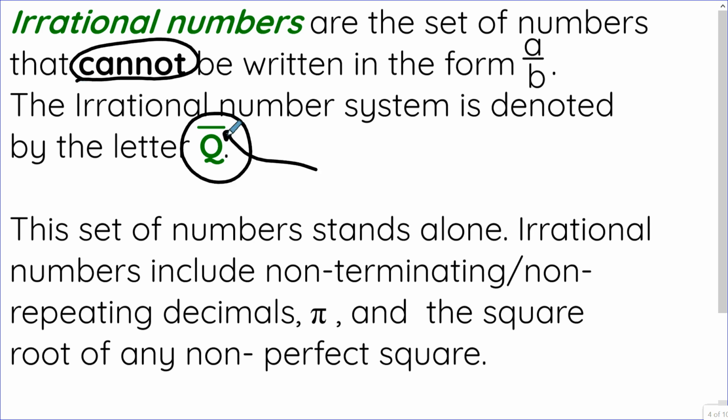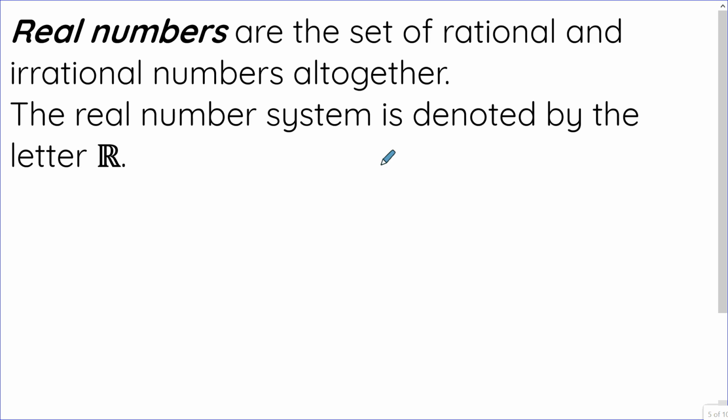Now that line over top of it means "not." So this symbol literally means not rational. Irrational numbers include non-terminating, non-repeating decimals, pi, the square root of a non-perfect square, the cube root of a non-perfect cube, etc. So you put all of this together and you get the real numbers.